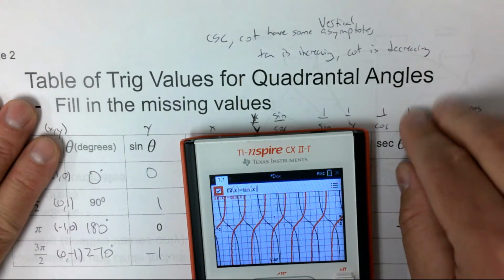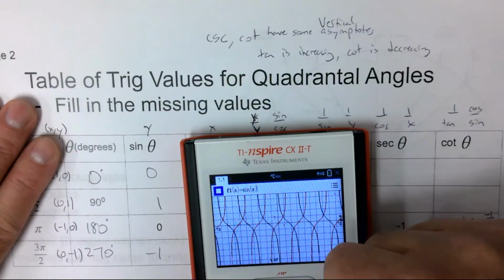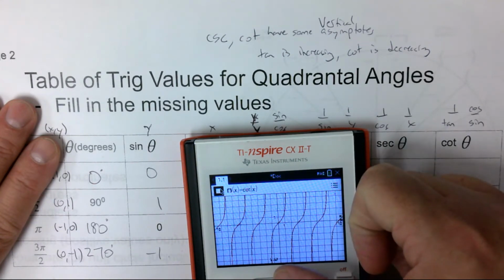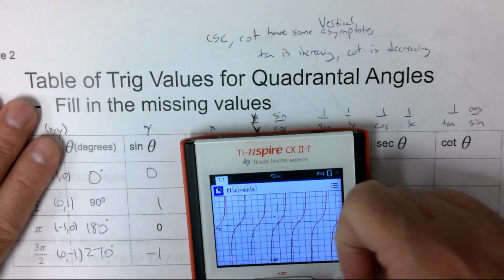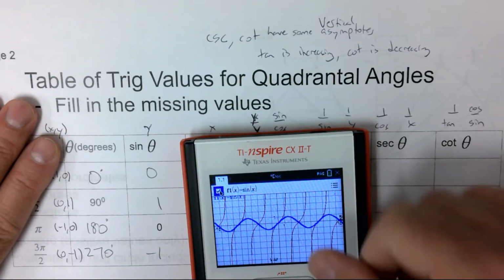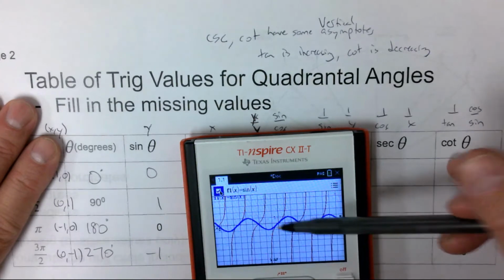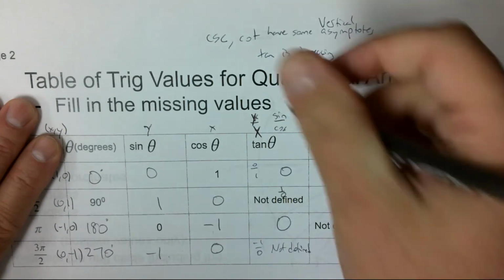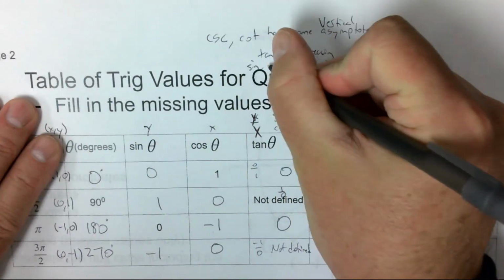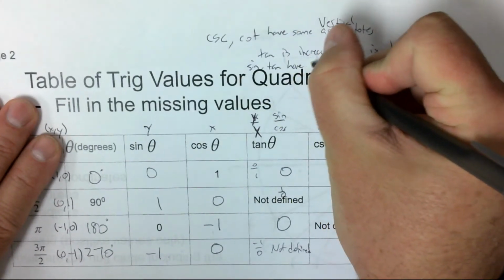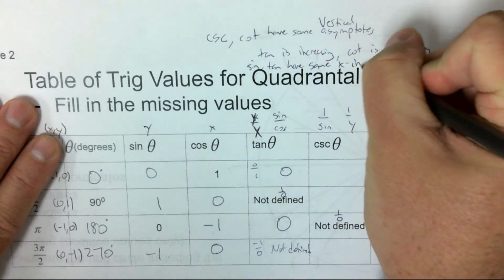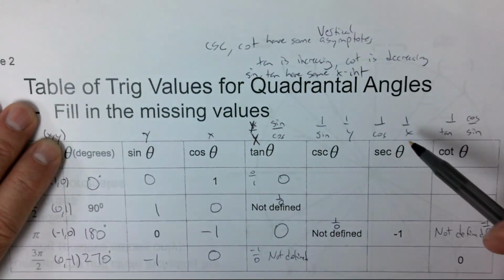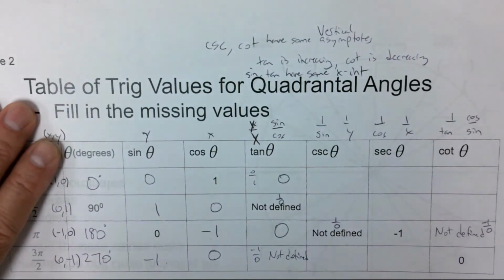Let's see what else. I can also tell you that if I disable cotangent and I make sine available again, sine and tangent have the same x-intercepts. Sine and tan have the same x-intercepts. Now, a lot of this is going to be in your notes as well. I'm just trying to describe it right here.